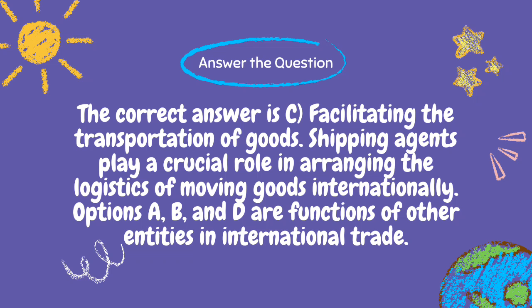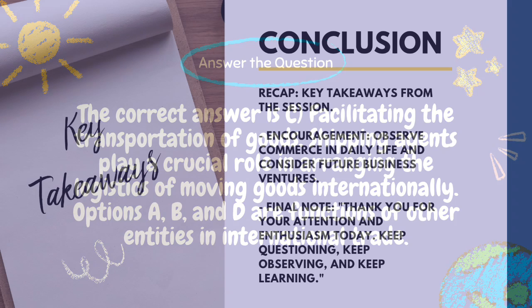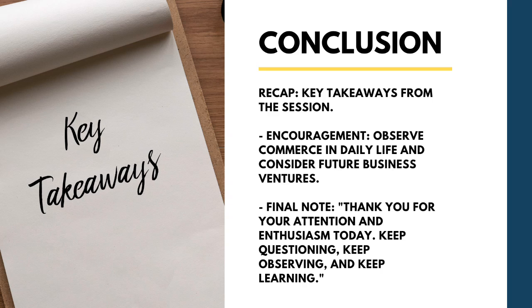Let me explain. Shipping agents play a crucial role in arranging the logistics of moving goods internationally, while option A, option B, and option D are functions of other entities in international trade. Let us quickly do a roundup of what we have achieved in today's lesson. We have gone through understanding this concept, which is crucial for anyone interested in international business or policy making.